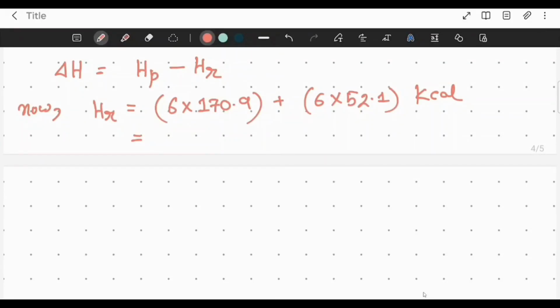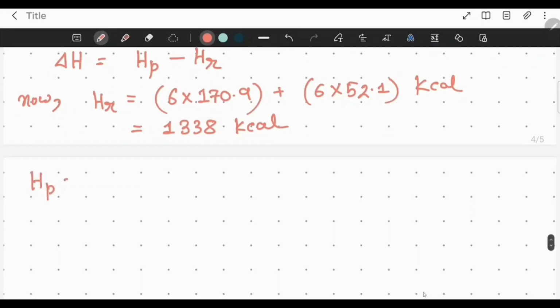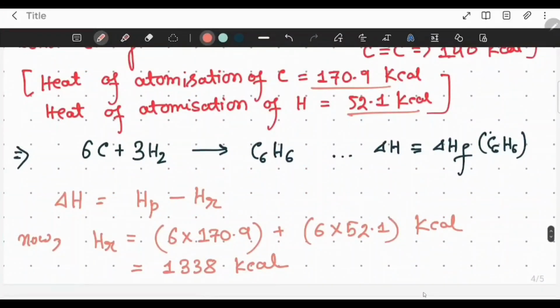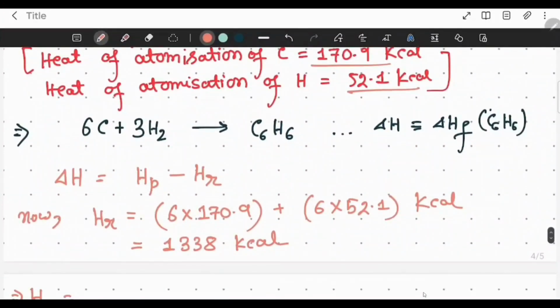So it will be eventually 170.9 plus 52.1 into 6. So it is 1338 kilocalorie. Now what will be the enthalpy of product? It will be C6H6.